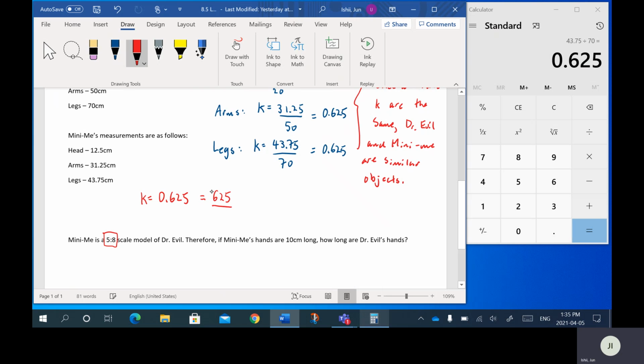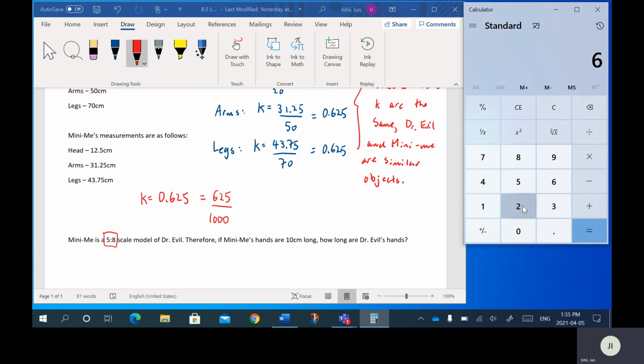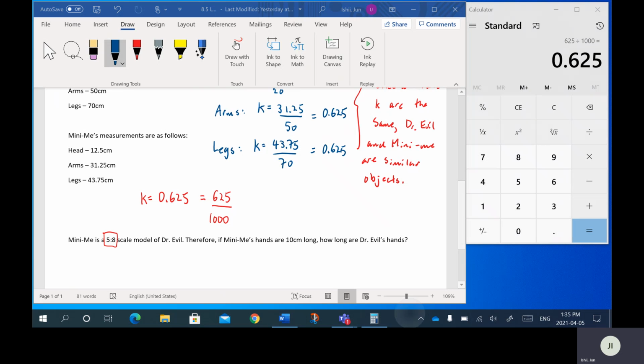I'm just going to write this. If I convert this to a fraction, it's 625 over, moving the decimal over 3 places, 1,000. I'll confirm that: 625 divided by 1,000 gives 0.625. So that's how you convert from decimals to fractions. Now, this fraction itself can reduce.